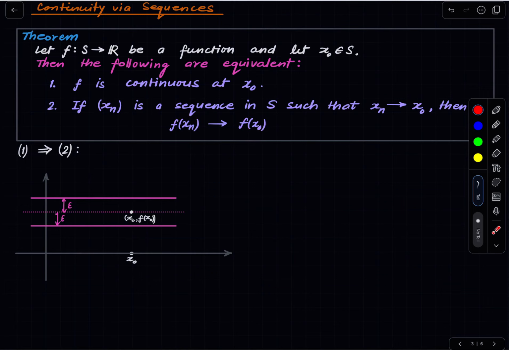Philosophically, what it is saying is that if xn comes closer and closer to x0, then the image comes closer and closer to the image of the point of convergence. So philosophically, it is capturing what continuity is all about. As you approach closer and closer to a point in the domain, you should approach closer and closer to the point in the image.